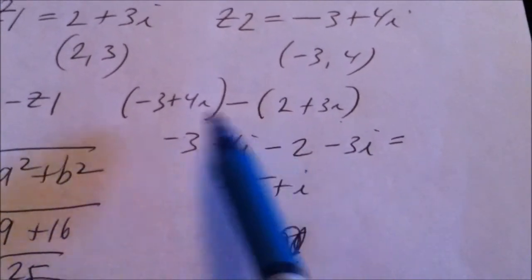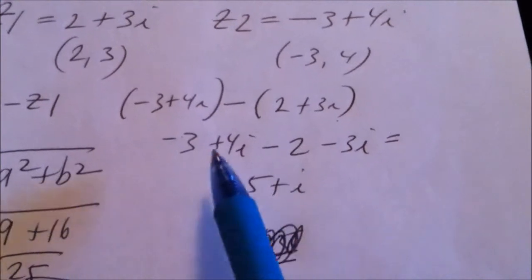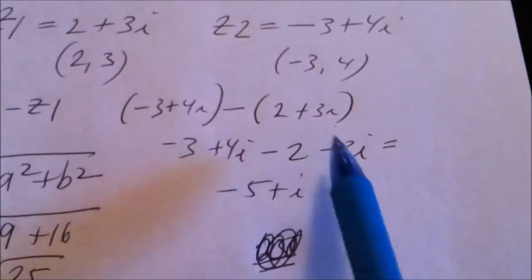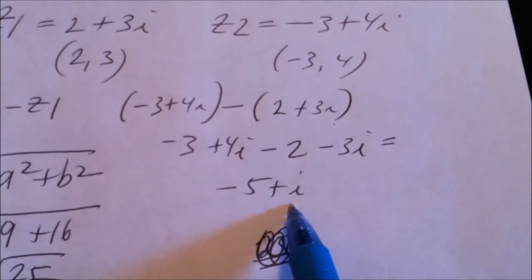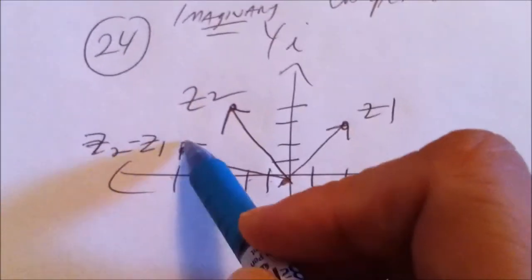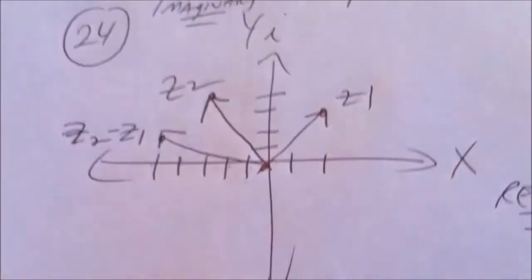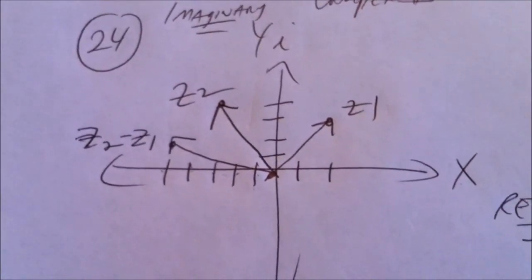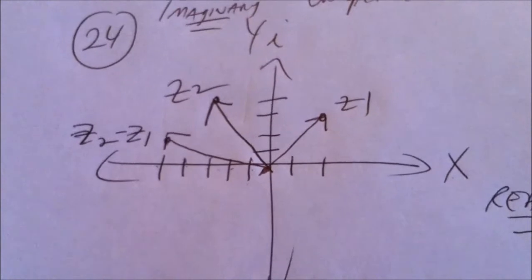You could put this in the calculator if you want. Or you can do it by hand by combining like terms. That's a negative 5. That's a positive 1i, or just a positive i. So I go 5 to the left, up 1, connect it to the origin, put an arrowhead on it, and notice how I'm labeling. The second part of this question wanted to find the absolute value of Z2.